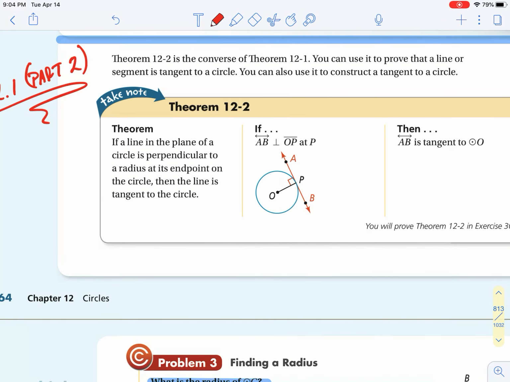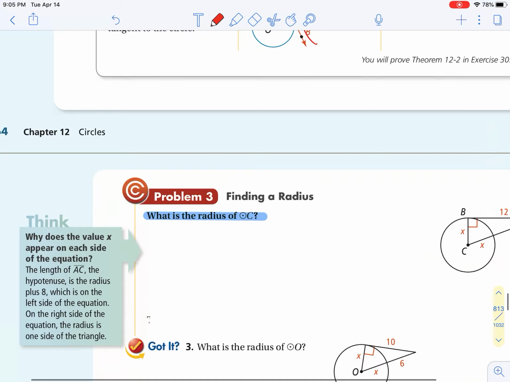First of all, going back to theorem 12-1, it said that if our line is tangent, we know that it's perpendicular to the radius. Woohoo, right? However, this next one is just the opposite. If we know that we have a right angle there, therefore we know that that line is tangent. Pretty interesting stuff.